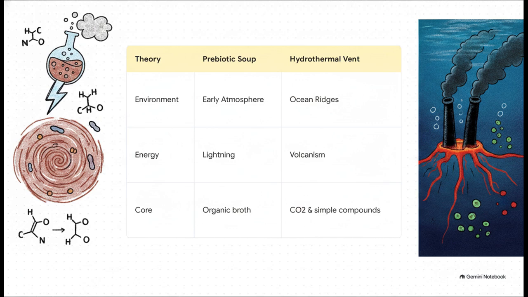The theory posits that life started autotrophically down there, meaning organisms got their carbon from CO2 and simple compounds, using those intense deep-sea energy sources. Both of these are fascinating, testable hypotheses for life's chemical beginnings.